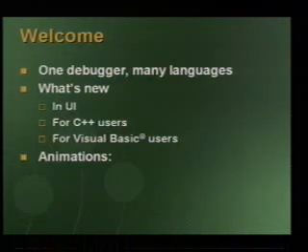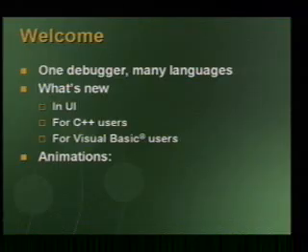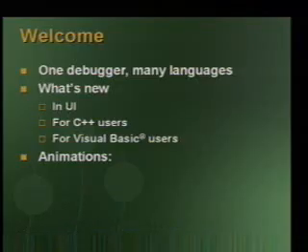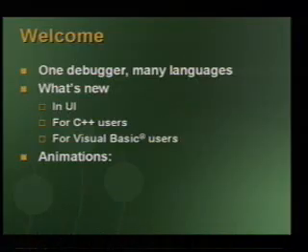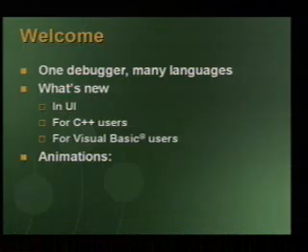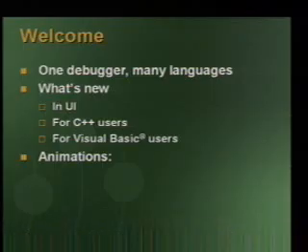So the big thing that's new in our debugger this time around is we have one debugger for all of the languages in Visual Studio. We'll be talking a little bit more about that later. Also, we're going to talk about what's new in the UI, what's new for former users of Visual C++, and what's new for former users of Visual Basic. But first, I'd like to make a note about what I think of animations in slides.